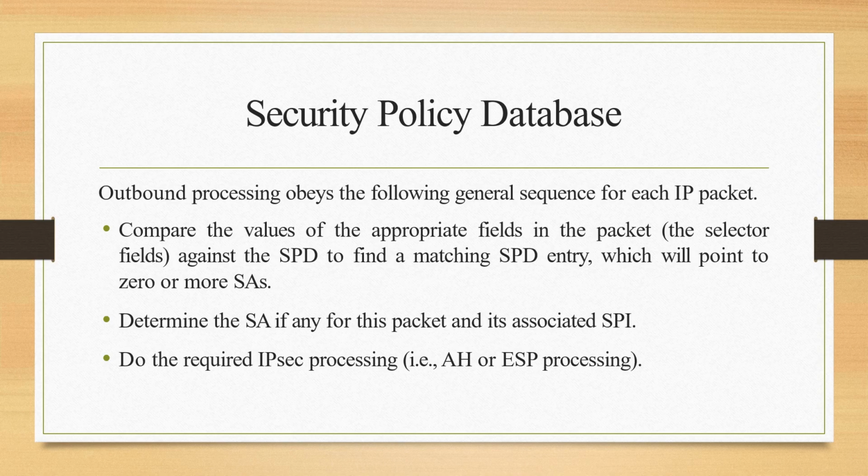Outbound processing obeys the following general sequence for each IP packet. First, compare the values of the appropriate fields in the packet against the SPD to find a matching SPD entry, which will point to zero or more SAs. Then determine the SA, if any, for this packet and its associated SPI. Then do the required IP security processing.